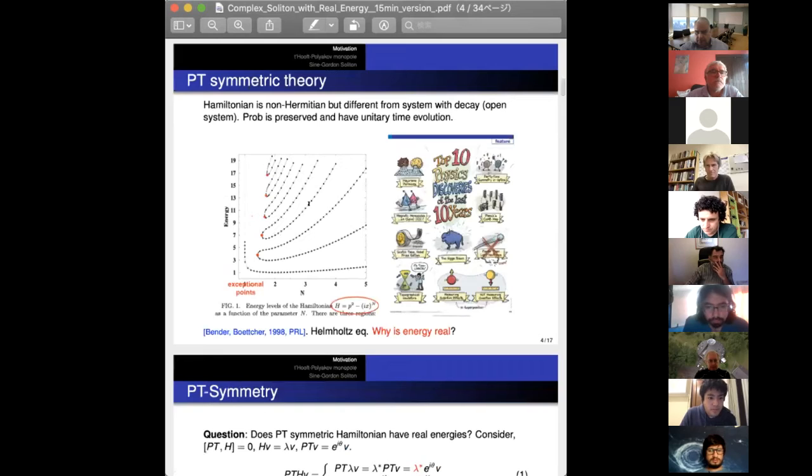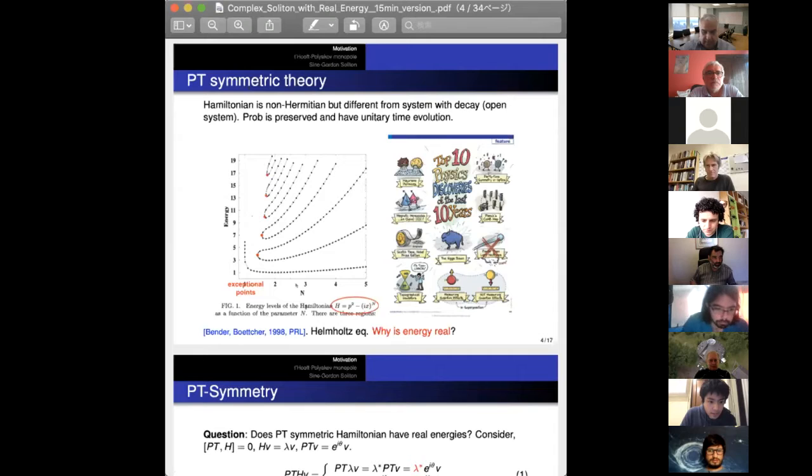So the motivation. The PT symmetric theory is a theory which has a non-Hermitian Hamiltonian, and this is different from an open system because the probability is preserved over time, and the time evolution is unitary. So this is really a closed system.